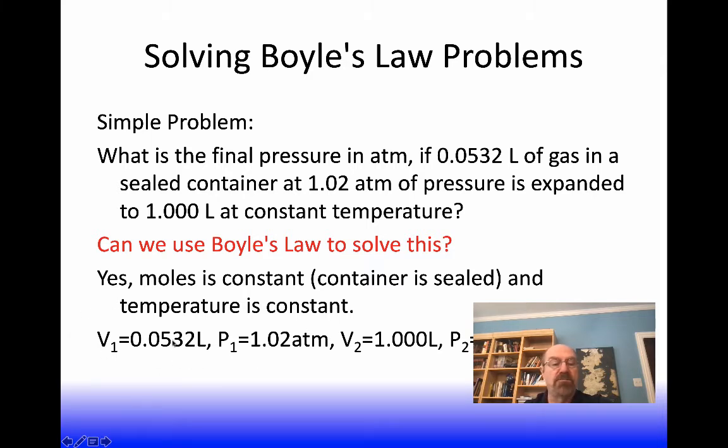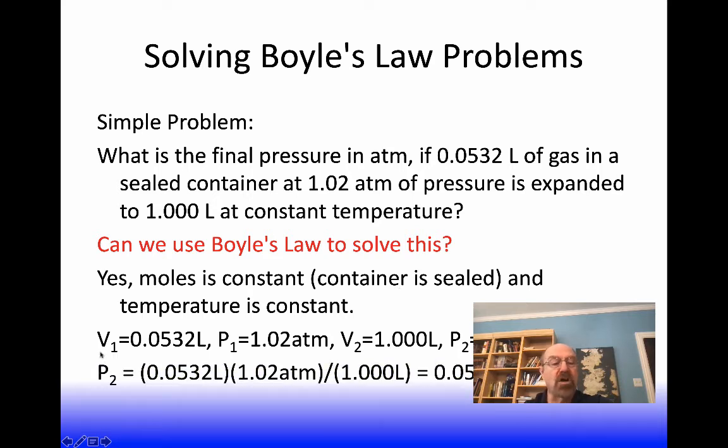So here is how I'm assigning the variables. The initial volume is 0.0532 liters. The initial pressure, 1.02 atmospheres. We know what our final volume is. We're told that. And we're trying to calculate the final pressure. So we plug it in, solving for P2. Now, remember it was P1 V1 equals P2 V2. So we're solving for P2. We're going to end up with P1 times V1, divided by V2. And when we go through and do that, here is our final pressure, 0.0543 atmospheres.